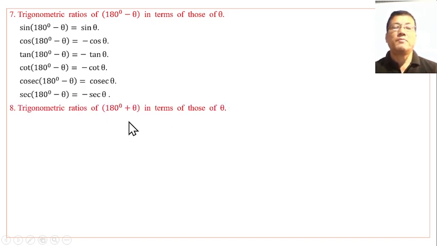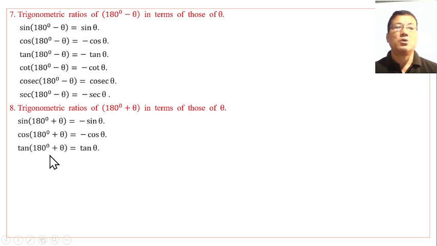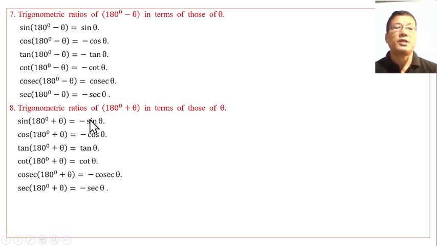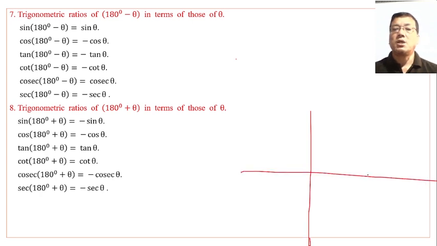Trigonometric ratios of 180 degree plus theta in terms of those of theta. Sum on it, you get the third quadrant. When the trigonometric ratio has an even number times 90 degree plus or minus theta, the ratio remains the same and the sign convention applies. The revolving line lies in the third quadrant, 180 degree plus theta, where perpendicular and base are negative. Only tan and cot are positive, the others are negative.